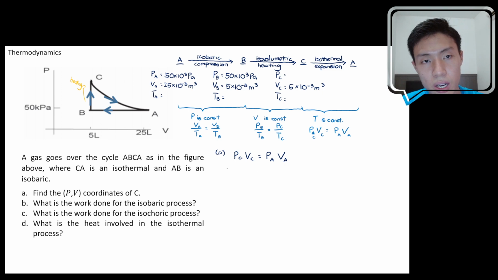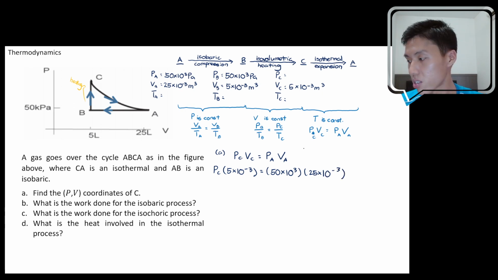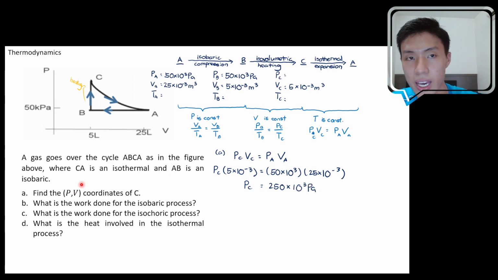Okay, so I think most of the things are in the table. V is 5 times 10 to the power negative 3. Pressure A is 50 times 10 to the power 3. Volume is 25 times 10 to the power negative 3. From this calculation, I believe you'll find the answer to be equal to 250 times 10 to the power of 3 Pascal. Okay, so that's the pressure at state C.